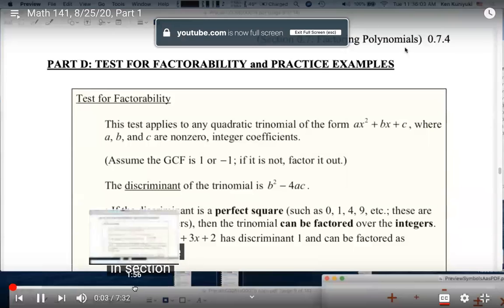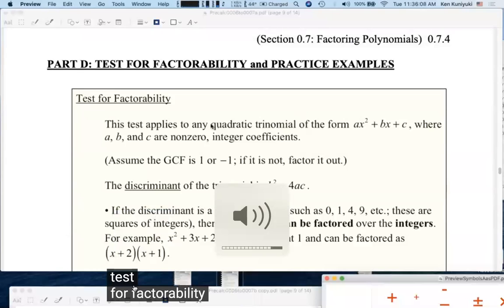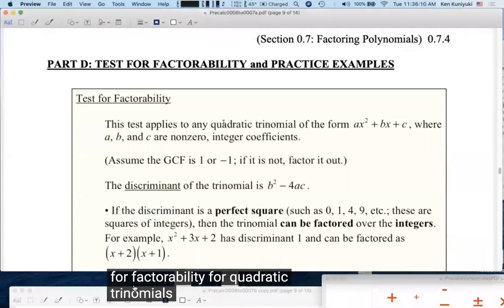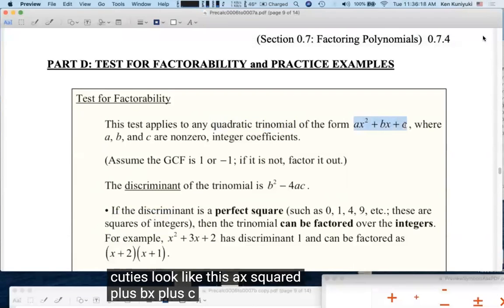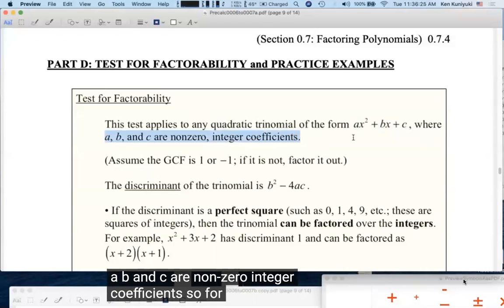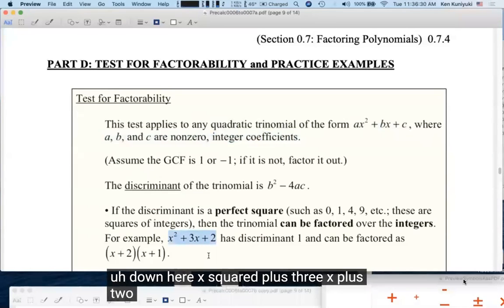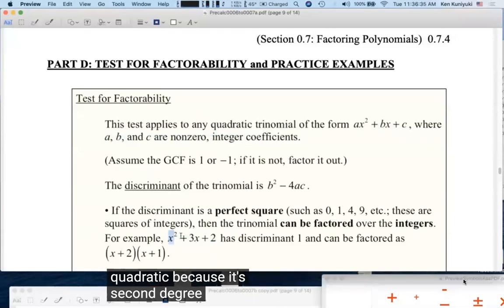Hi, everyone. In this section, let's do part D on the test for factorability for quadratic trinomials, QTs. QTs look like this: ax squared plus bx plus c, where a, b, and c are non-zero integer coefficients. For example, x squared plus 3x plus 2 is an example of a QT. It's quadratic because it's second degree, and it's a trinomial because it has 3 terms.